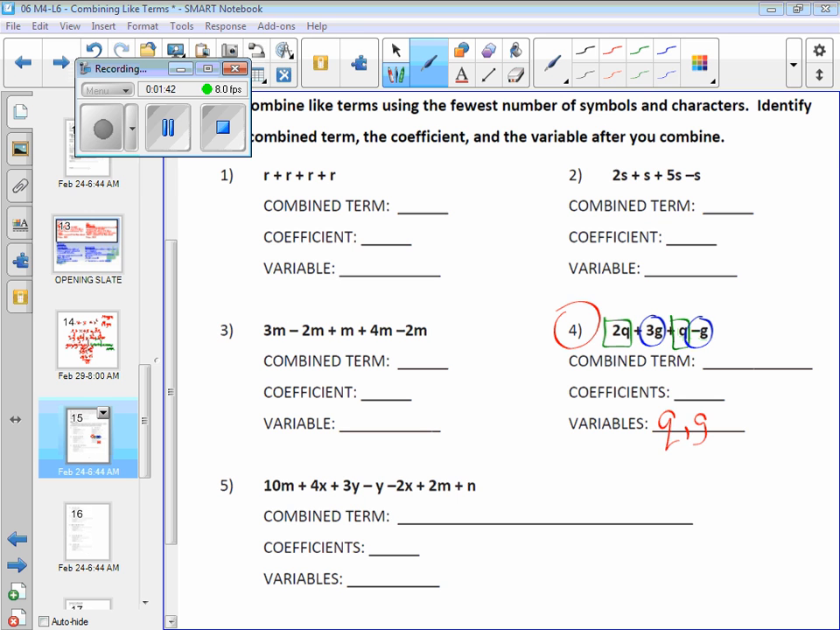All right, I've got 2Q, right? How many Q's? 2. Add one more. What do I have? 3. Let's write it down. I know it's going to be 3Q plus something.